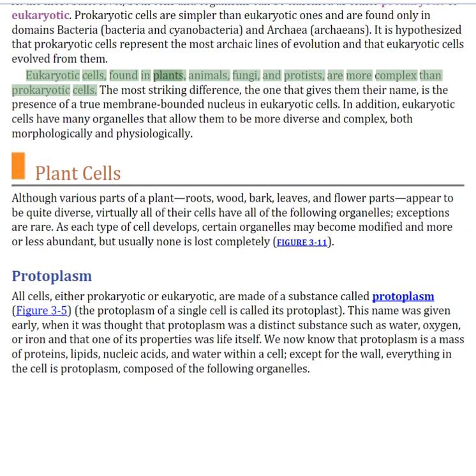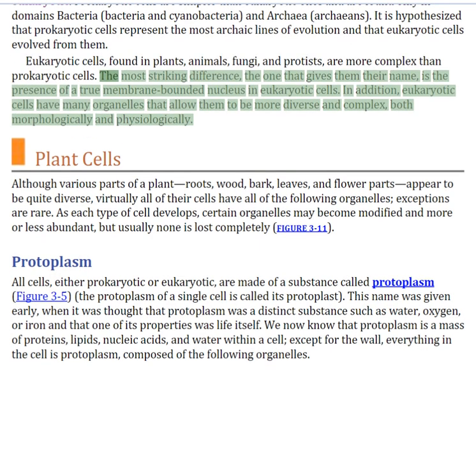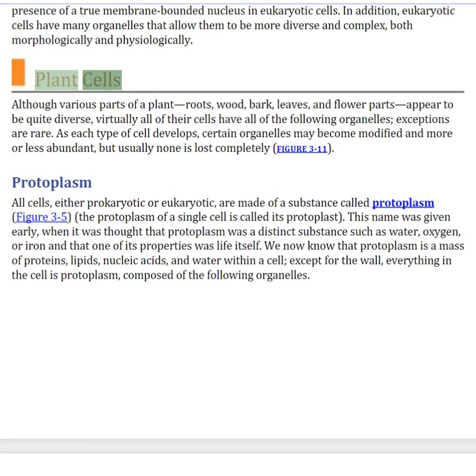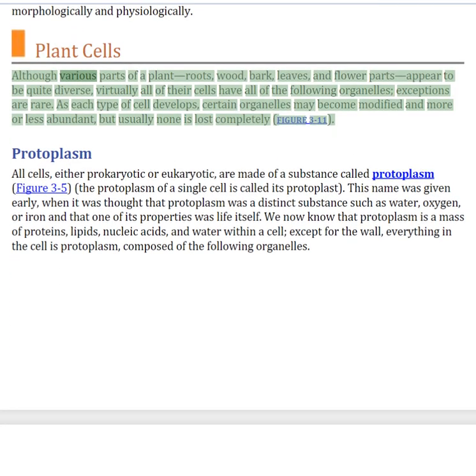Eukaryotic cells, found in plants, animals, fungi, and protists, are more complex than prokaryotic cells. The most striking difference, the one that gives them their name, is the presence of a true membrane-bounded nucleus in eukaryotic cells. In addition, eukaryotic cells have many organelles that allow them to be more diverse and complex, both morphologically and physiologically.